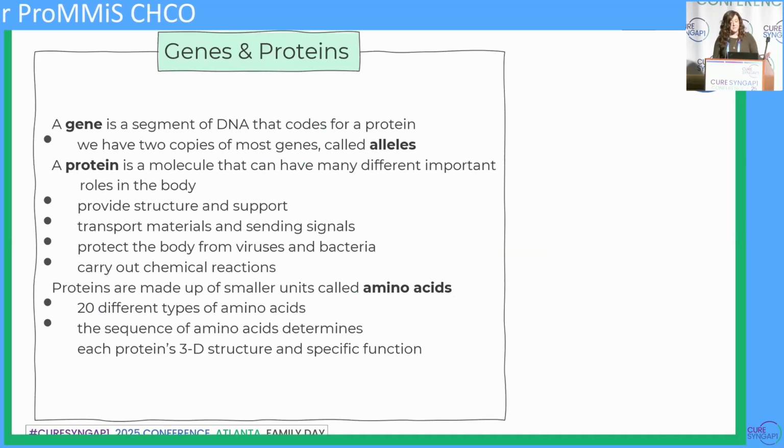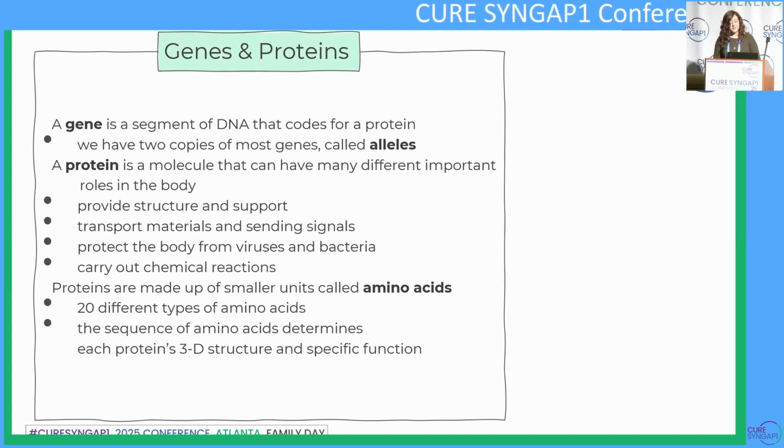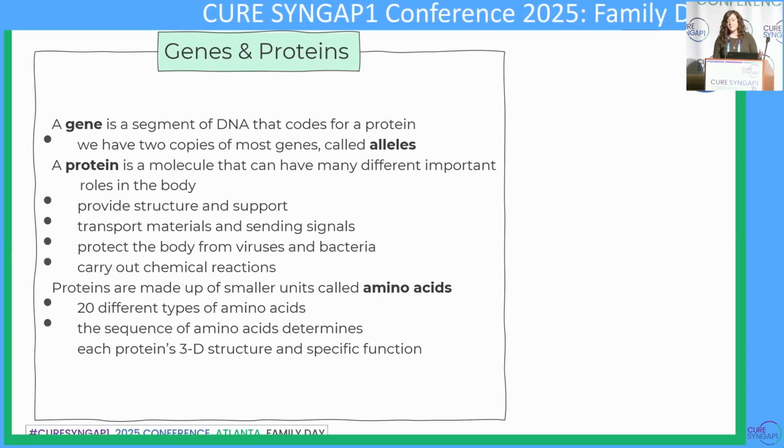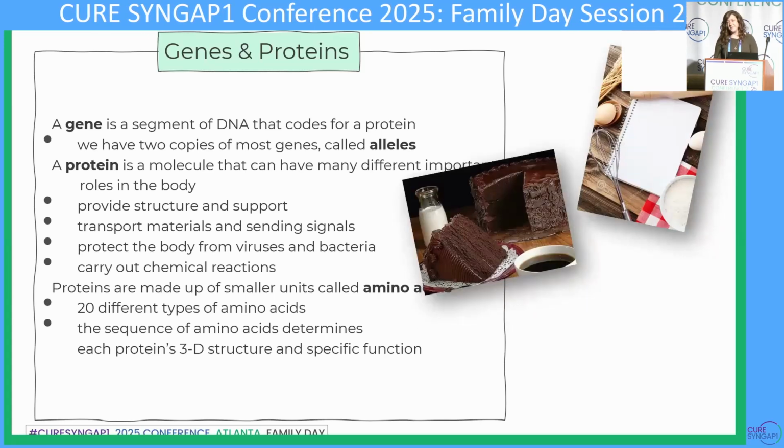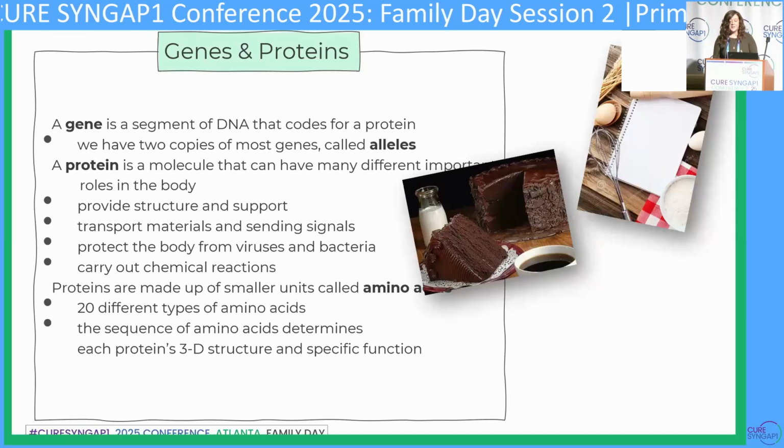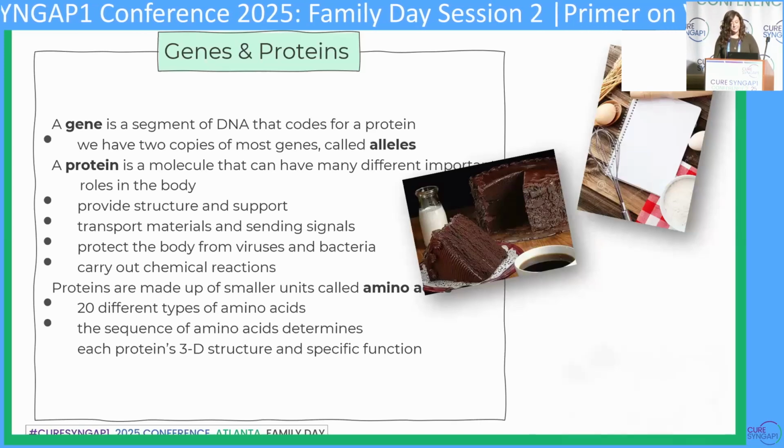So a gene is any segment of DNA that codes for a protein. We have 2 copies of most of those genes, including Syngap, and those are called alleles. So when you see in a report heterozygous, that means that there's one allele with a mutation and one without. Again, protein can have a lot of different roles in the body, and proteins are made up of smaller units called amino acids. So you'll see those on a report as different single letter codes. I often use the analogy of a recipe, ingredients, and then the final product.